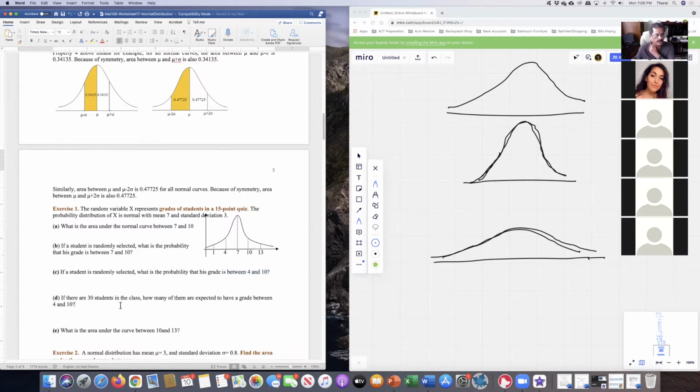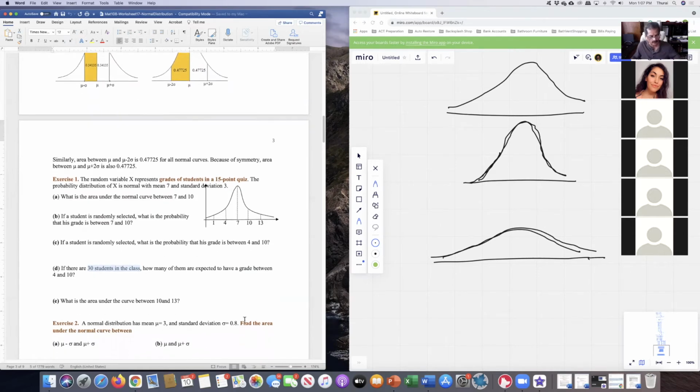But here in part D, if there are 30 students signed up for the class next semester, how many students are expected to get grade between 4 and 10? Now they're asking for the number of students. Do we have to multiply it with the probability that we found earlier? Right. Multiply the probability by the total count. Remember, expected value is the probability times total count. That's exactly the question here. So you got it. We multiply 0.68, which is what we found in part C, by 30.